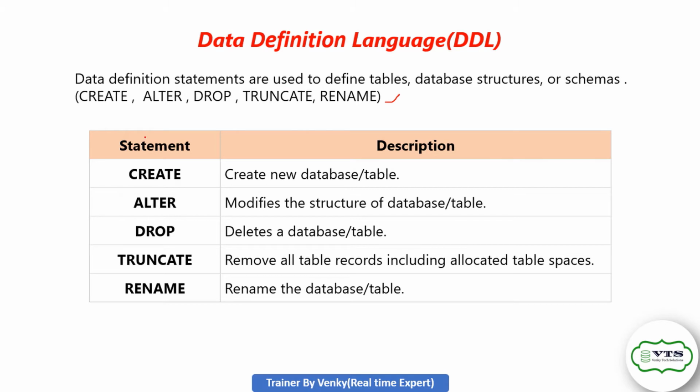These are the DDL commands: create, alter, drop, truncate, rename. How these commands work: create is used to create a new database object or table. Alter is used to modify the structure of the table. Drop is used to delete the database object or table. Truncate is used to remove all table records including allocated table space. Rename is used to rename the database object or table. We will learn in depth one by one.